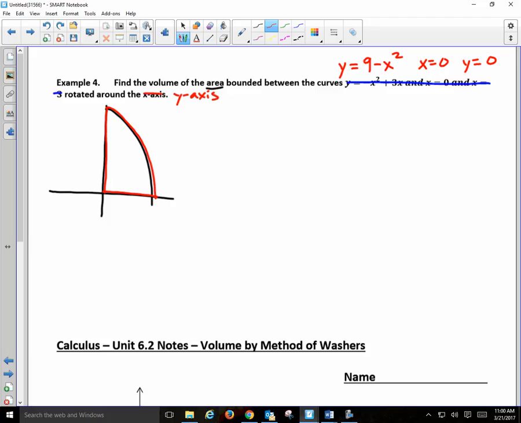Because I'm rotating around the y-axis, it'll end up covering that same area generated. So this is what we have. Obviously, it crosses up here at 9. Anybody know where it crosses down here? 3. And as we draw this portion, we see the rotation.